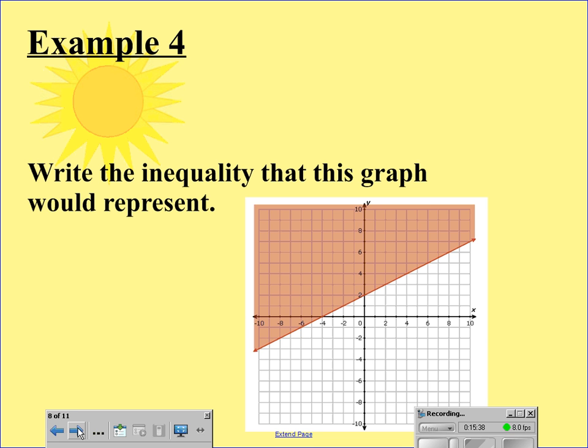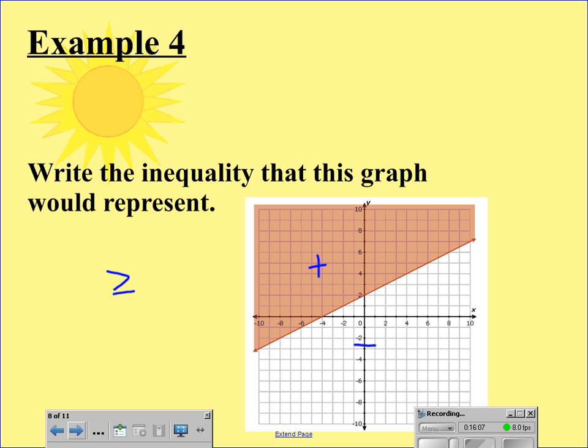We're going to look and see which side is shaded. Okay? Is it shaded above or below? Above. It's shaded above. I'm going to put my plus here, my minus here. It's shaded above. So I know it's going to be either greater than or equal to. Is my line dashed or solid? Solid, so it's not just greater than, it's greater than or equal to.